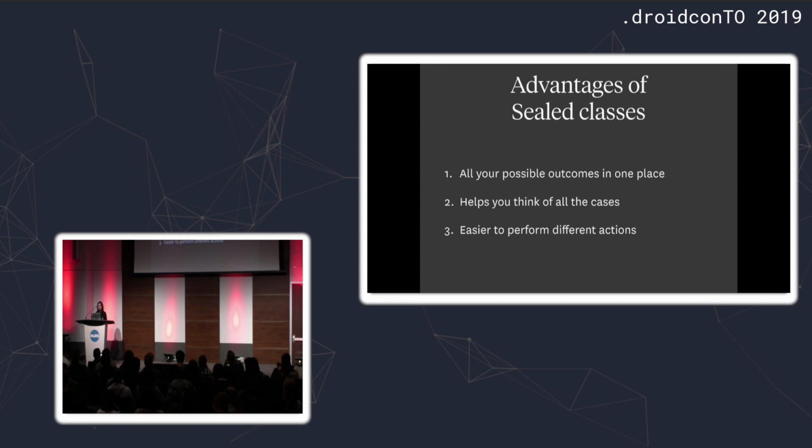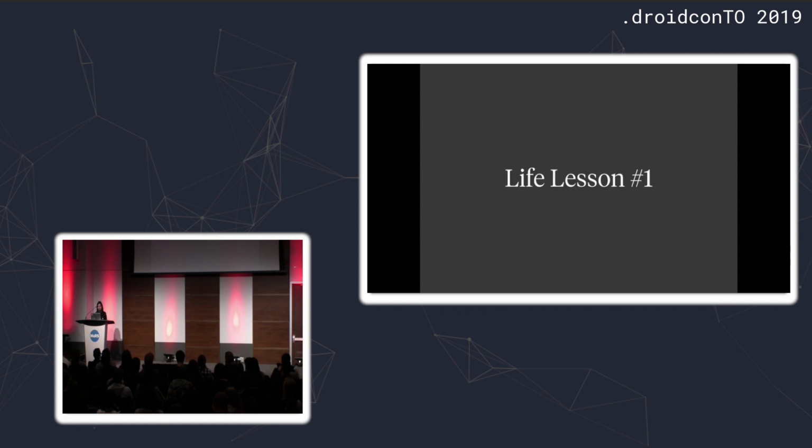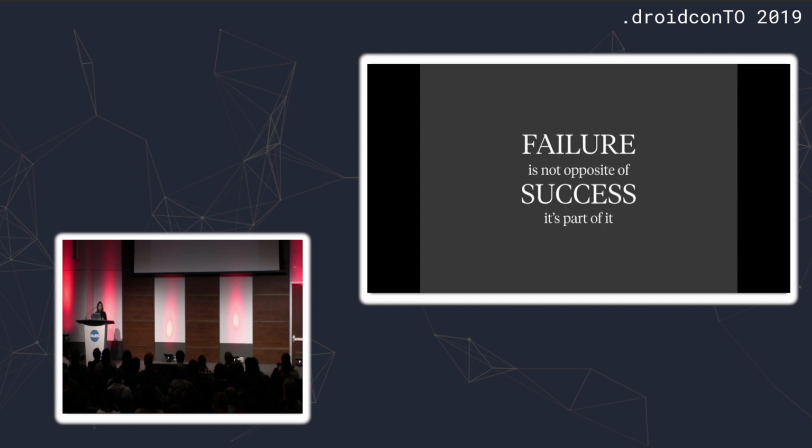And this brings us to life lesson number 1. Failure is not the opposite of success, it's part of it. I know that this is a life lesson because this also applies to our lives, but in our case, this applies to sealed classes a lot. I mean, sealed classes actually help you achieve this because, for instance, in our current app, we use sealed classes extensively, and it actually helps us think about all the possible outcomes of any API call that we are building new into the app.